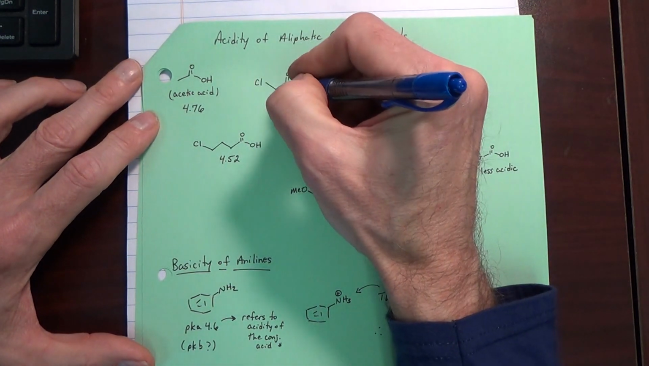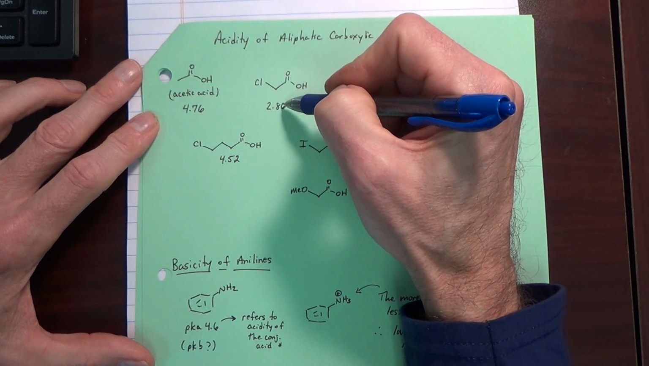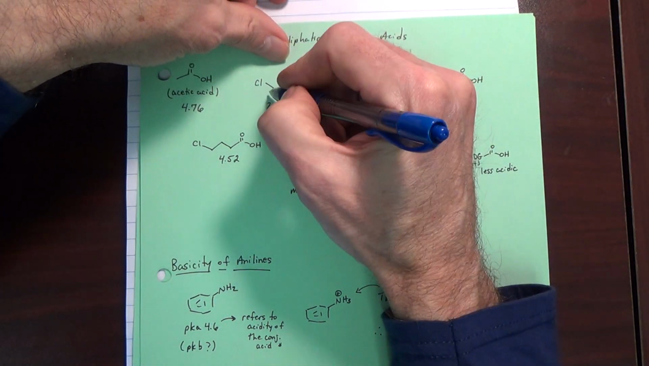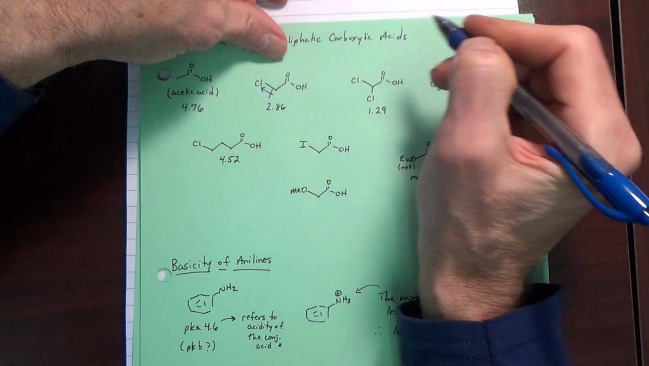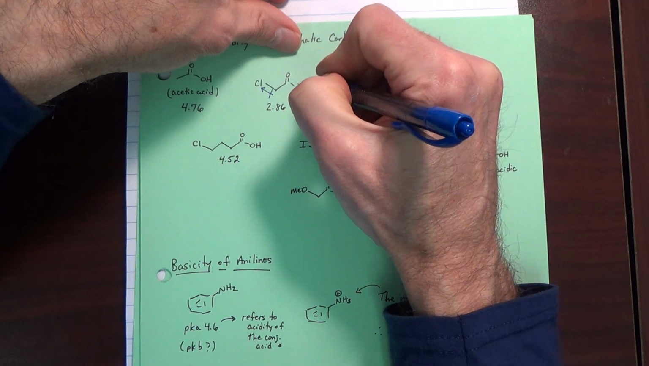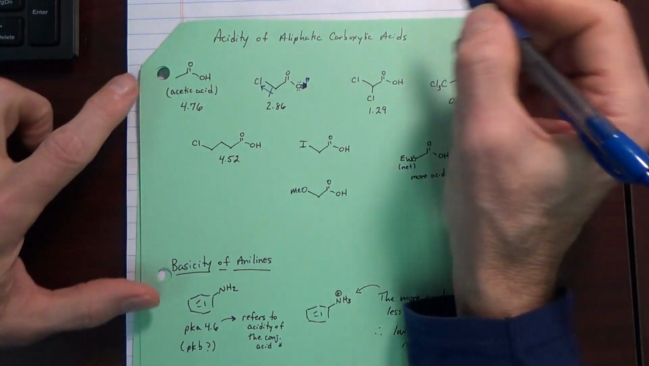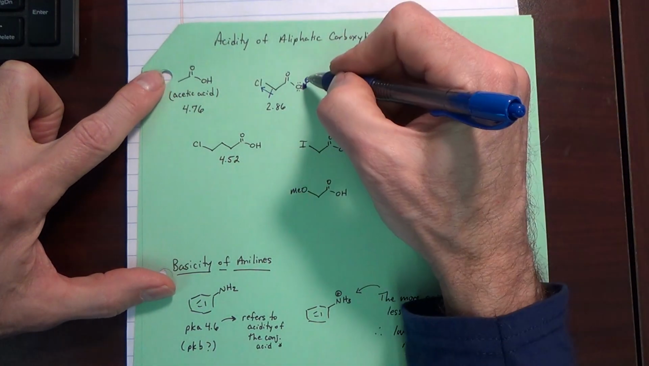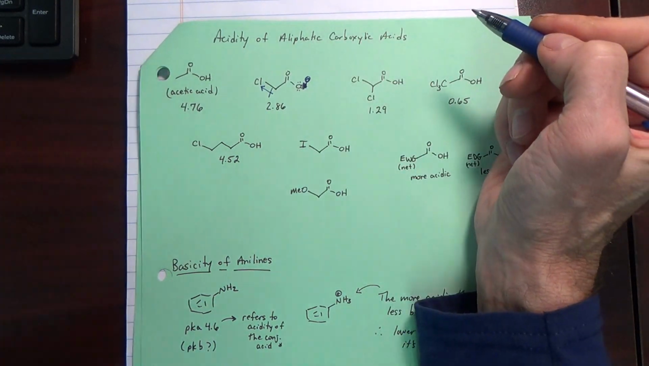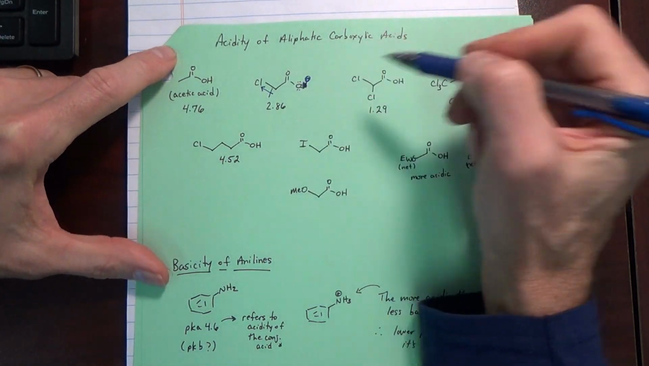If we put a chlorine on that carbon, it becomes more acidic at 2.86. That is because the chlorine is withdrawing. And we're really considering the stability of the conjugate base, right? That's a negative. The presence of the chlorine is going to stabilize this negative charge, making the original acid more willing to act as an acid.